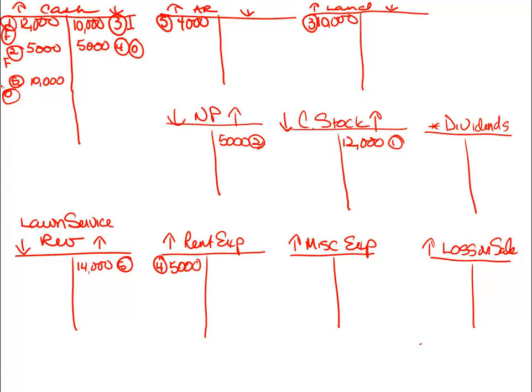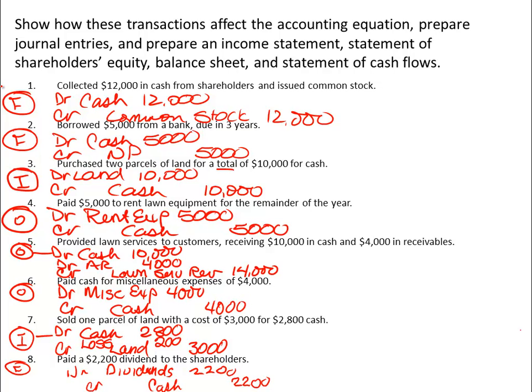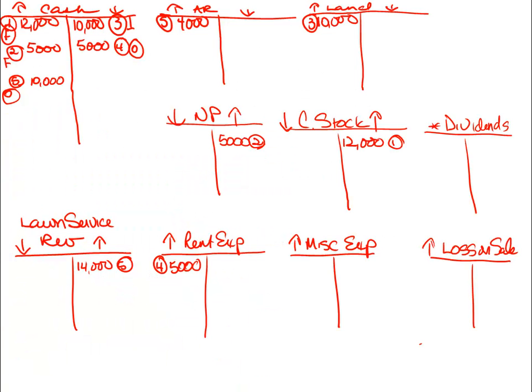So notice posting is basically doing the same exact thing we have in our journal entries. It's just we're grouping all the cash debits and credits together, and so on. Number 6, paid cash for miscellaneous expenses. So we debited miscellaneous expense 4,000, credited cash 4,000. So number 6, miscellaneous expense, cash, for 6. Also, since this is miscellaneous expenses, it's an operating activity.